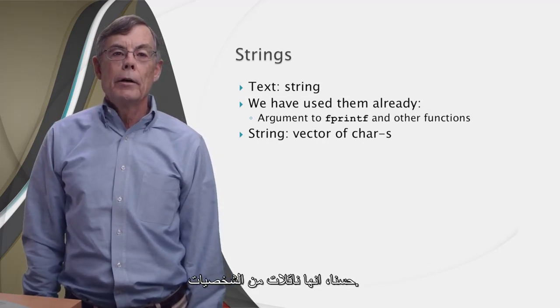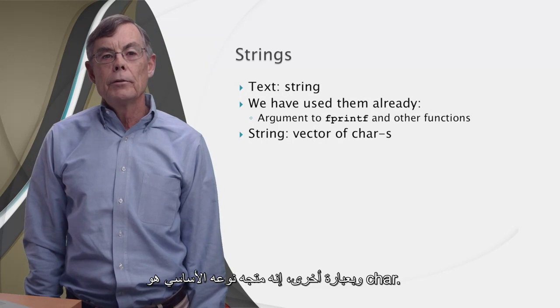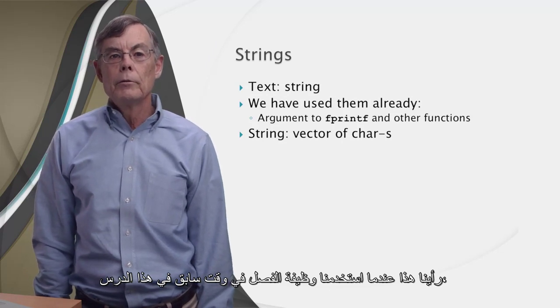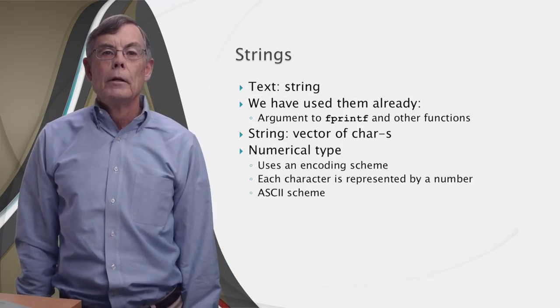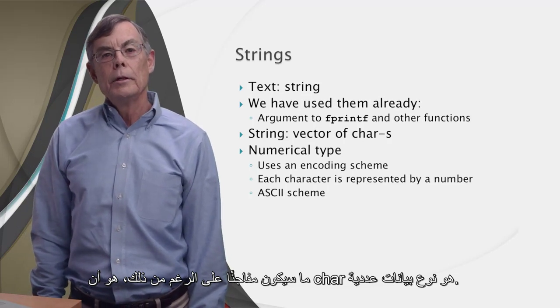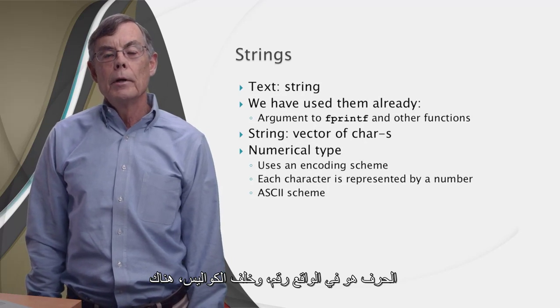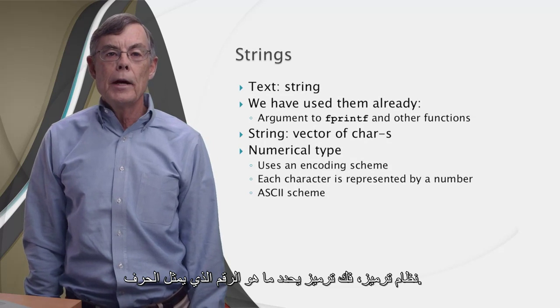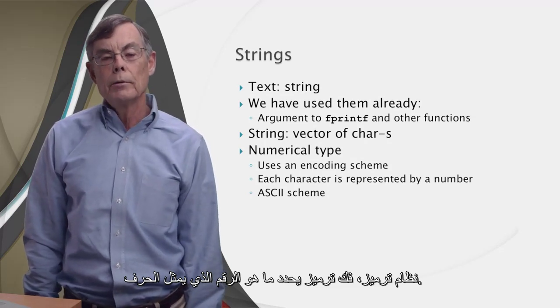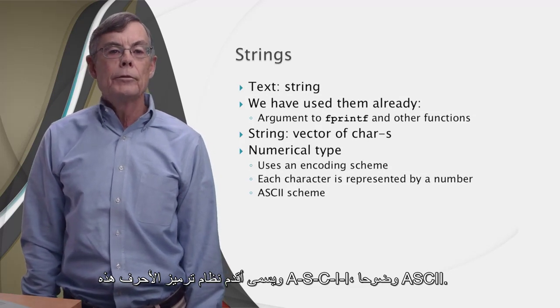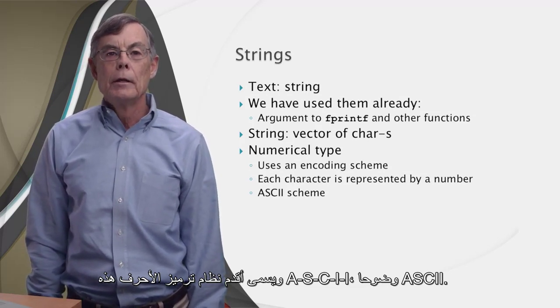Well, it's a vector of characters. In other words, it's a vector whose elementary type is char. We saw this when we used the class function earlier in this lesson, so it shouldn't come as a surprise. What will be surprising, though, is that char is a numerical data type. A char is actually a number, and behind the scenes there's an encoding-decoding scheme that specifies what number represents what character. The oldest such character encoding scheme is called ASCII, pronounced "ASCII."